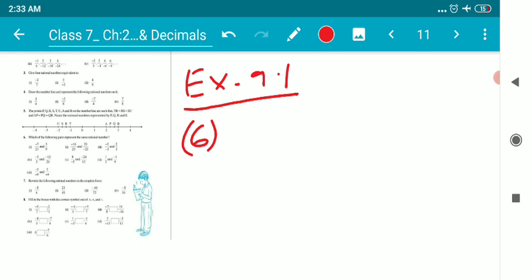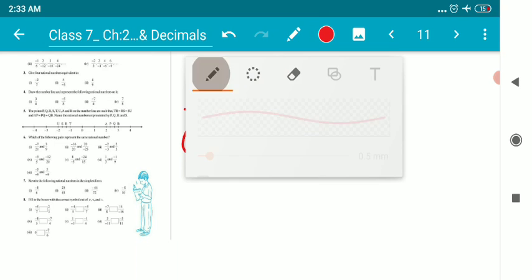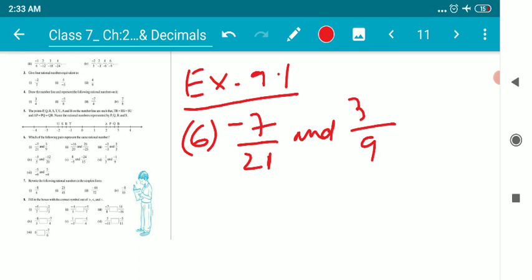Let us check, children. The number is minus 7 by 21 and the other number is 3 by 9. Let me write nicely. Now how will we check, children? Very simple. We will just take LHS and RHS.